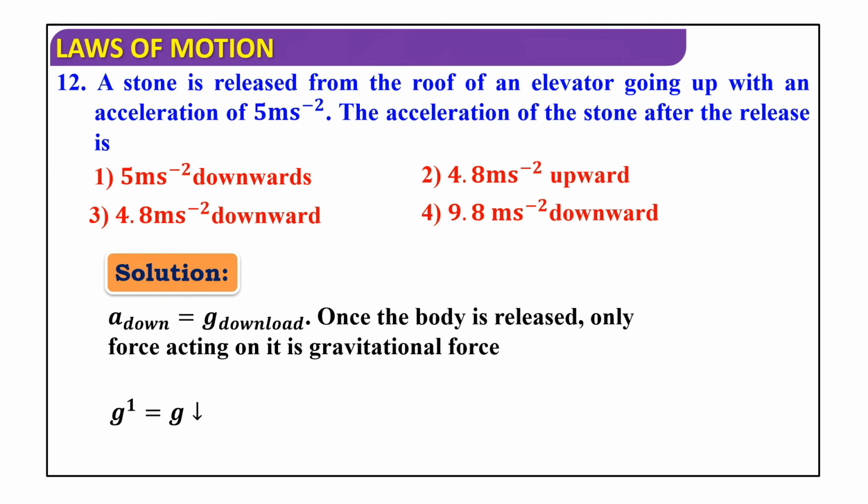So the acceleration of the stone after release is 9.8 meters per second square downward. This is the gravitational force, that is the acceleration due to gravity, so a equals g. Once the body is released, the only force acting on it is the gravitational force. So the answer is 9.8 meters per second square downward. The fourth option is correct.